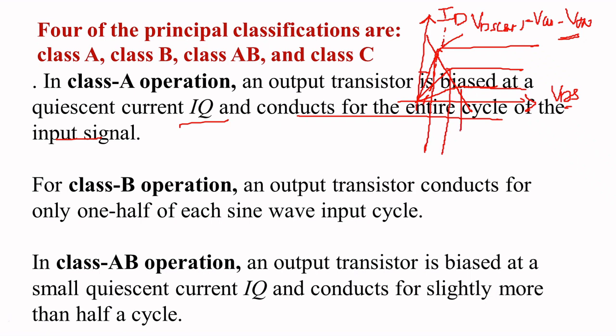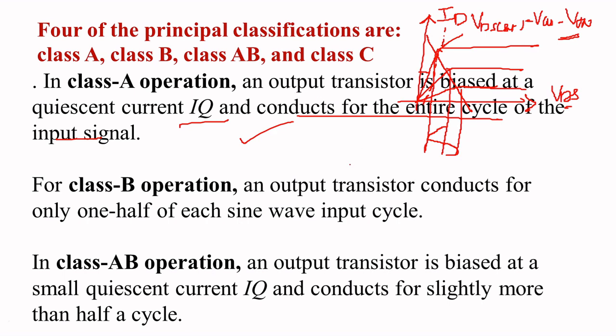This is your upper end of your line. So you can see the full swing without any non-linear distortion. So that means your transistor is operating for the entire cycle of the input signal. So this is a class A amplifier.